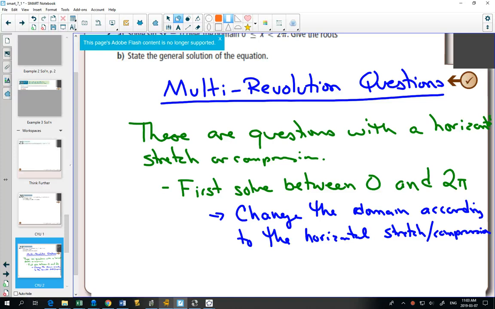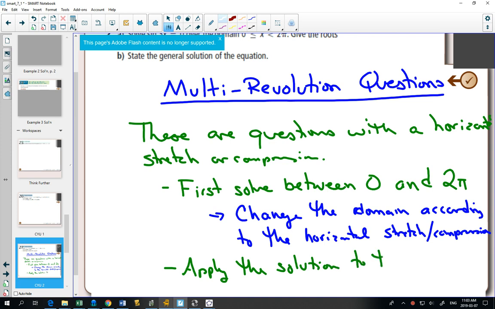And then you can apply your solution to the given domain. Now, most of the time, the actual question does ask you between 0 and 2 pi, so your solution will just follow from that. Okay? Now, these aren't steps to solve it completely, but it's some things to consider when solving a multi-revolution question.